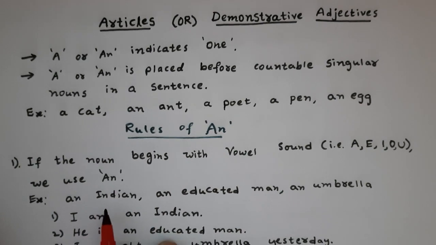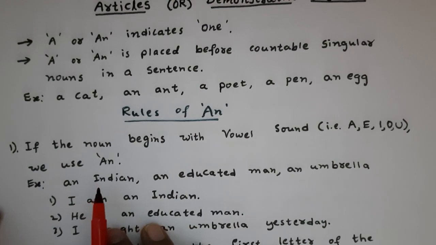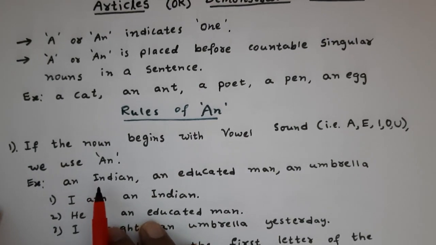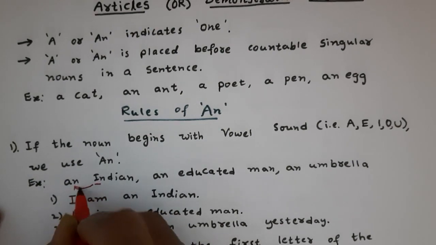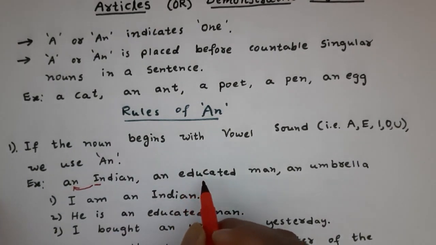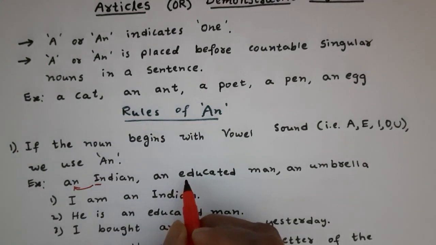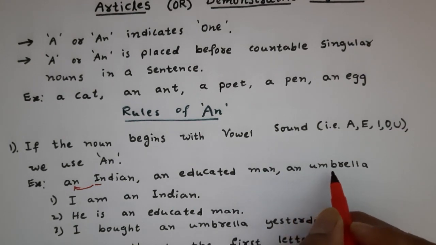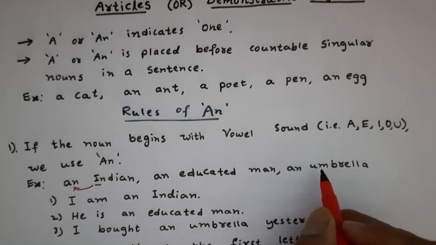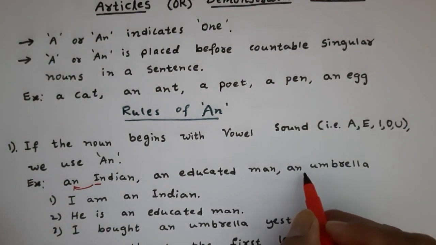For example, here you observe Indian. What is the pronunciation? E. That's why we should use an here. And next, educated man. Here it is giving a vowel sound, not a vowel letter. That's why we have to use an here. And next, umbrella. Here it is giving a. A is a vowel sound. We know that. Before that we use an.